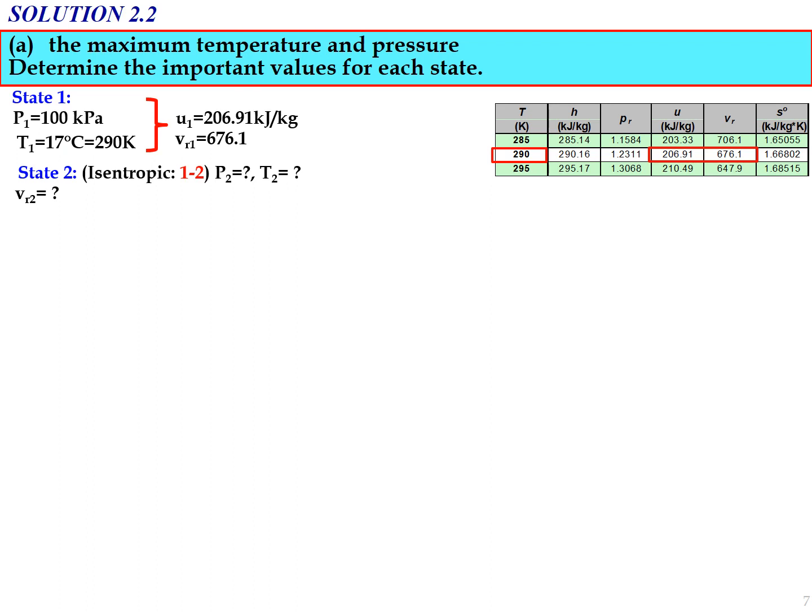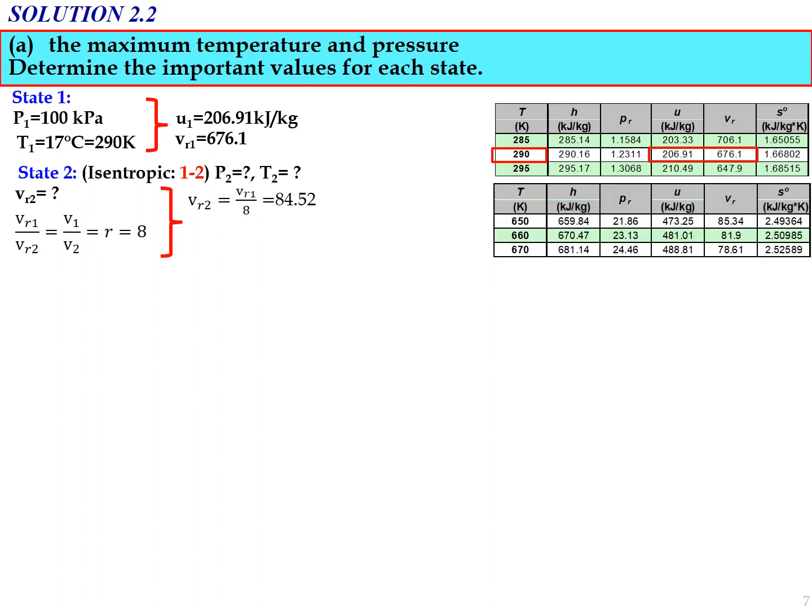However, we can manipulate the VR1 value for state number 1 and also the compression ratio value given in the question, where we know that VR1 divided by VR2 equals V1 divided by V2 equals r, equal to 8. So rearranging the equation, you get the value for VR2, where VR2 equals VR1 divided by 8, and we get the value of 84.52 for VR2.